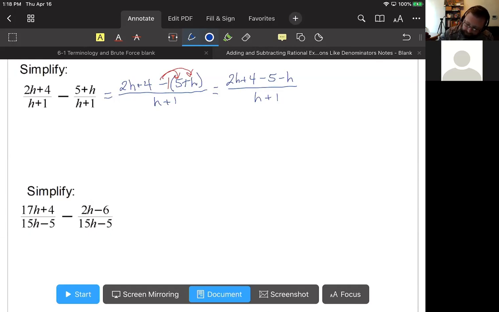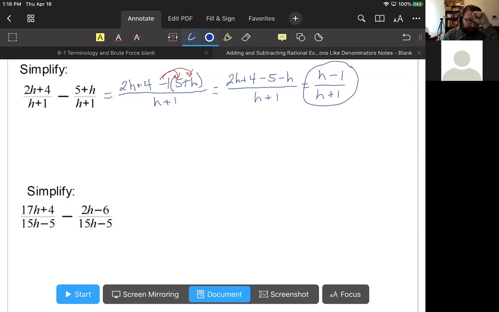We combine like terms, so we have 2h minus h, which is 1h, and 4 minus 5, which is -1, over h plus 1. Those binomials are not exactly the same, so that cannot be reduced, and that is our final answer.